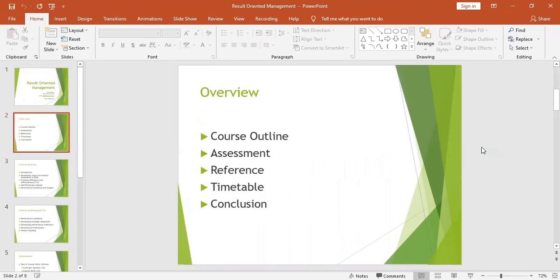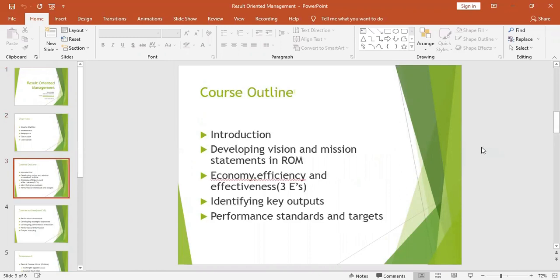Let me start with the course outline. And then after I will briefly talk about the assessment mode, reference, timetable, and conclusion. As far as the course outline is concerned, we shall look at the introduction about the definition of result-oriented management, the benefits, challenges encountered in implementing ROM, and the remedies to challenges.